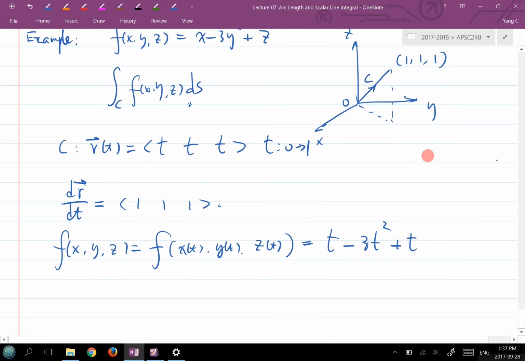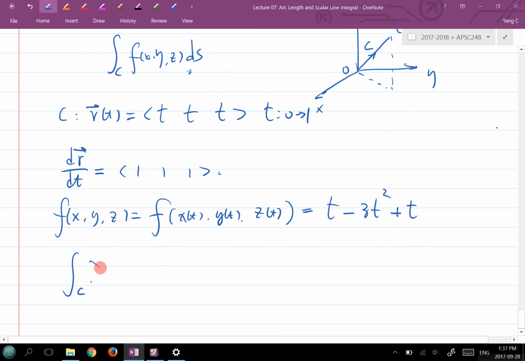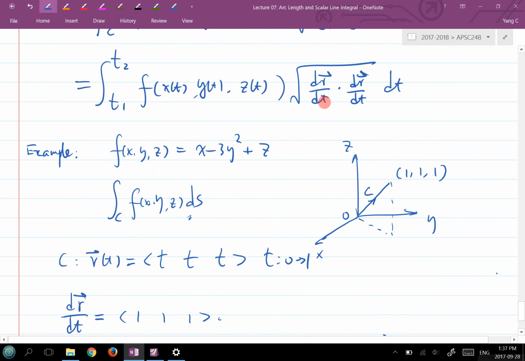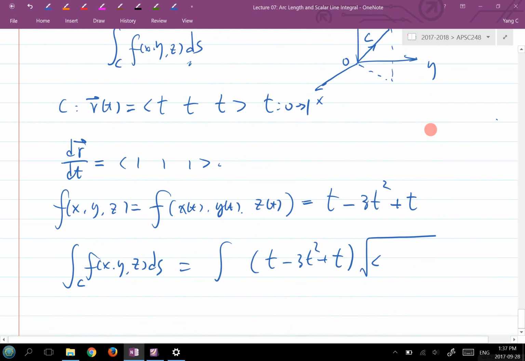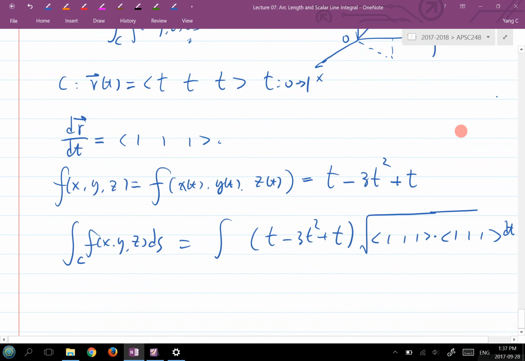So putting things together, this is the scalar line integral you're looking for. Here is your f of x, y, z, and then inside here is a dot product of the derivative of r. So that's essentially what we're dotting here: 1, 1, 1 dot itself, dt. And t goes from 0 to 1. Good.